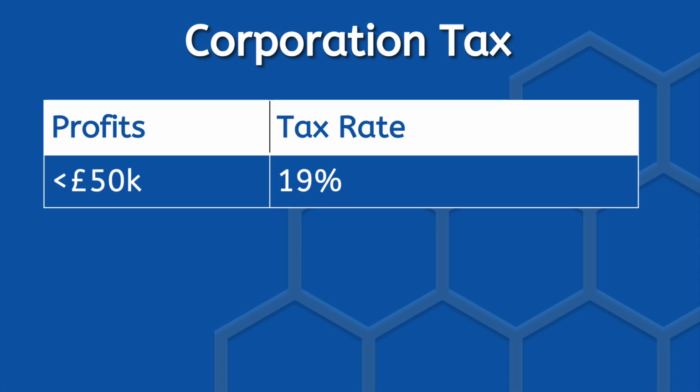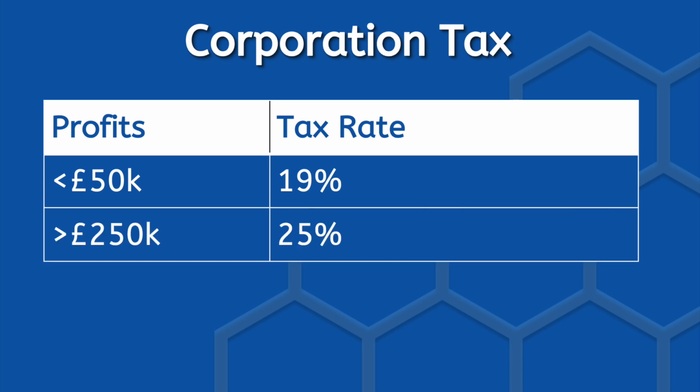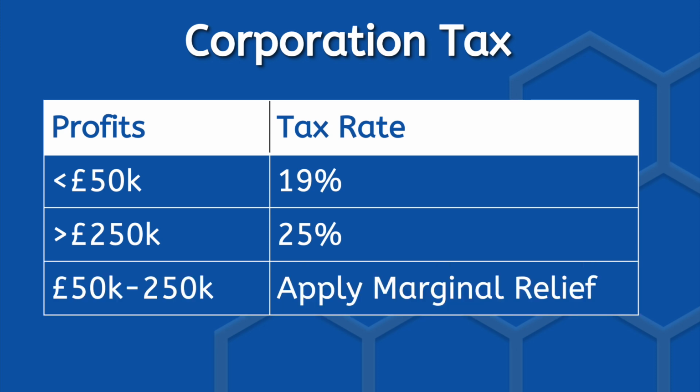If your profits are less than 50k, corporation tax is 19%. Marginal relief does not apply. For profits more than 250k, corporation tax is 25%. Marginal relief does not apply. If your profit is between 50k and 250k, that's when we get into the marginal mess.